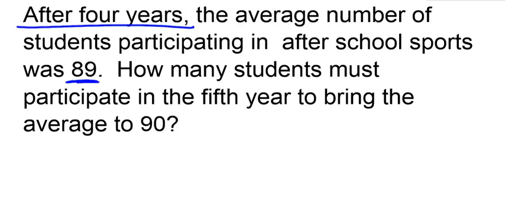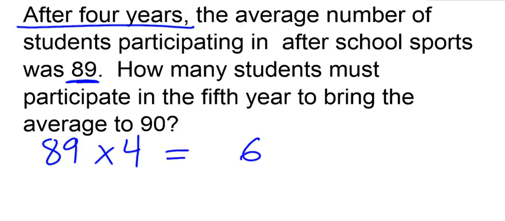Hopefully you're saying, okay, we've already learned that to find the sum, we're going to take the average and multiply by the number, in this case, the number of years. So 89 times 4. When we take 89 times 4, we get an answer of 356. Okay, well, how are we going to adjust this to get to an average of 90? How much does the adjustment need to be made by?